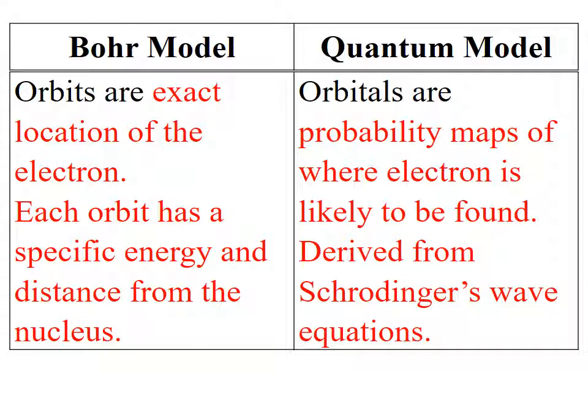So he did a bunch of math. He did a lot of complicated math, and the solution to his complicated equations tell us the shape of the orbitals. They tell us where we're likely to find the electrons and how much energy they have in those different orbitals. Luckily, we don't have to solve Schrödinger's equations. We don't have to go through the math. We just use the results of the math.